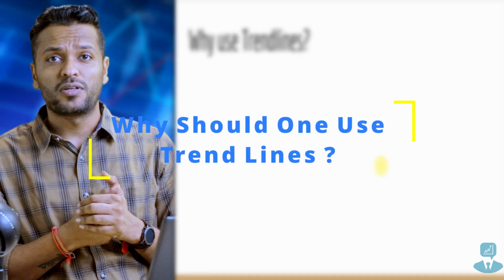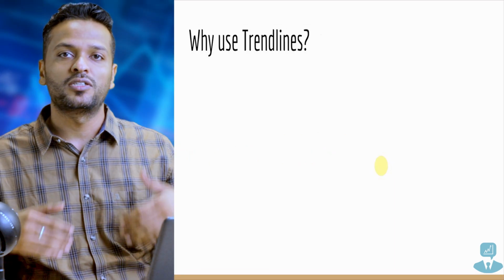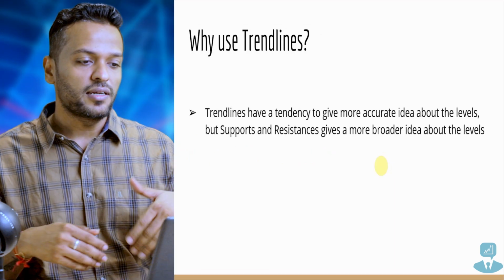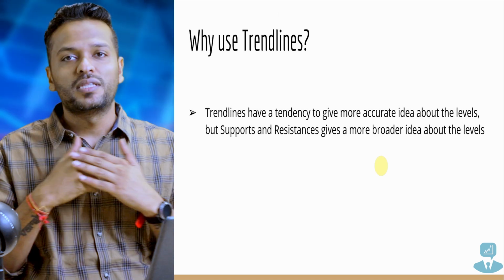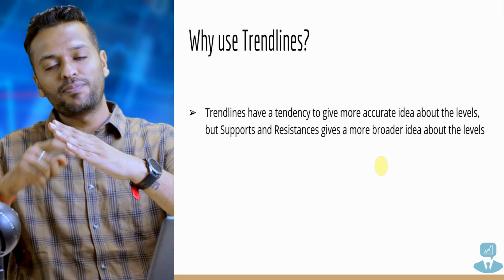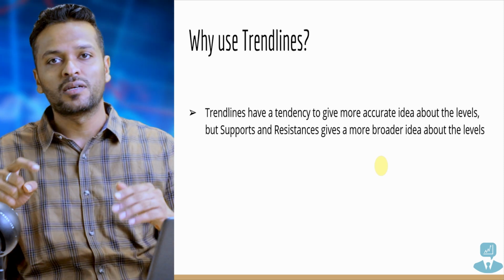Now, the next important point is why should one use trend lines? Why is it so much talked about and why is it so important? So, trend lines have a tendency to give you more accurate data about the levels. So, with the help of trend line, you can more or less pinpoint the exact levels where the market could be touching or where the market could be breaking out.